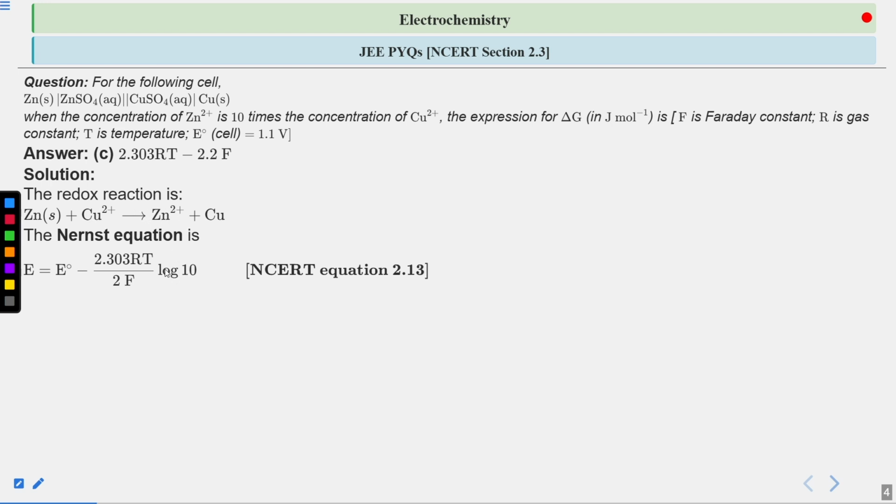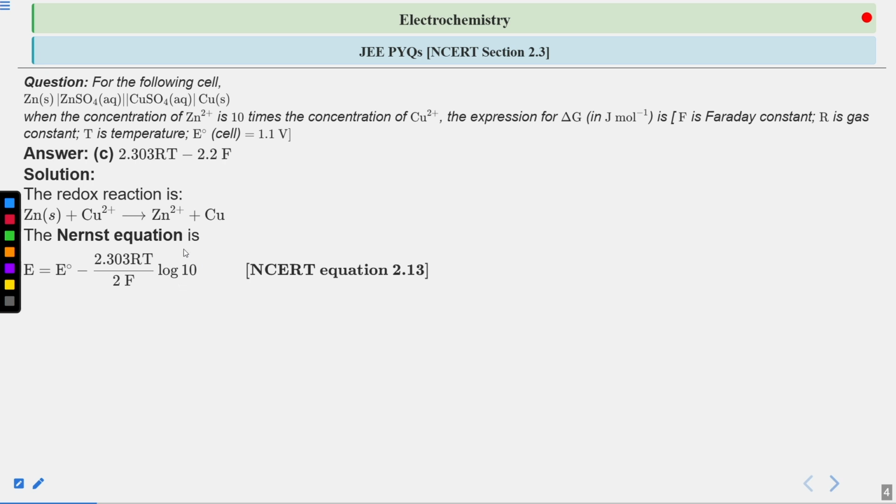So here it comes out as log of zinc 2 positive upon copper 2 positive. But in the question it is mentioned that the concentration of zinc 2 positive is 10 times the concentration of copper 2 positive. So you can write zinc 2 positive is equal to 10 times copper 2 positive, divided by copper 2 positive.